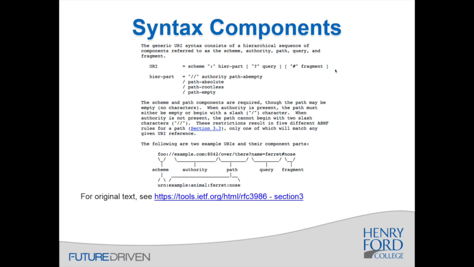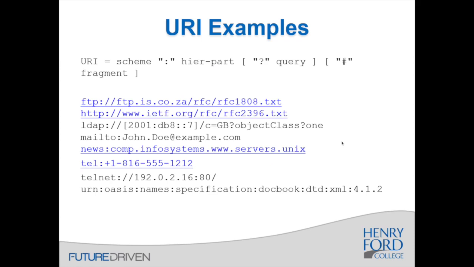So the scheme and the path, the hierarchy part, they're required. The path can be empty, but it's required to have things there. Now let's look at some specific examples to see if we can figure out what this all means. So again, I've got a reminder here at the top that we have the scheme, colon, the hierarchy, a possible query, and a possible fragment.